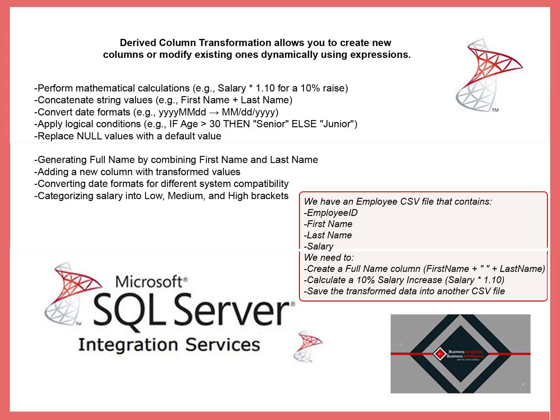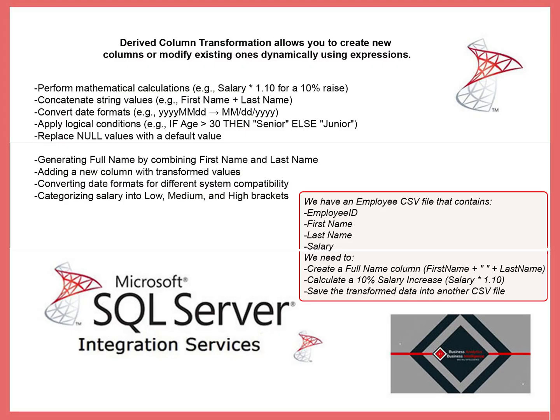So in this example, we are going to create a CSV file that contains employee ID, first name, last name, and salary. With this derived column transformation, we are going to create two new columns. The first column is for full name, where we will concatenate the first name as well as the last name. Then we are going to create a column for salary increase: we have a column called salary, and we will multiply the salary by 1.10 and make that column the salary increase. Then we will transform this data and load it into another flat file. So we will move on to the example.